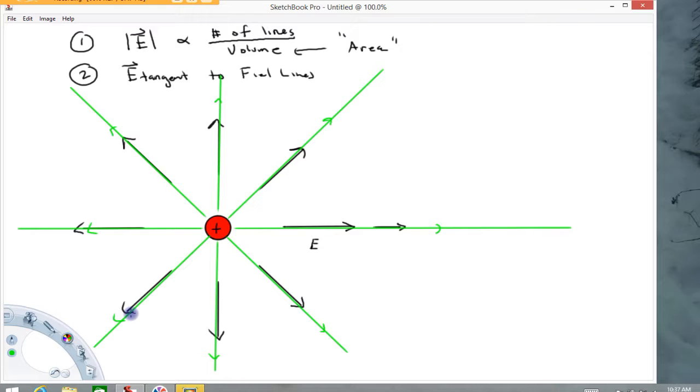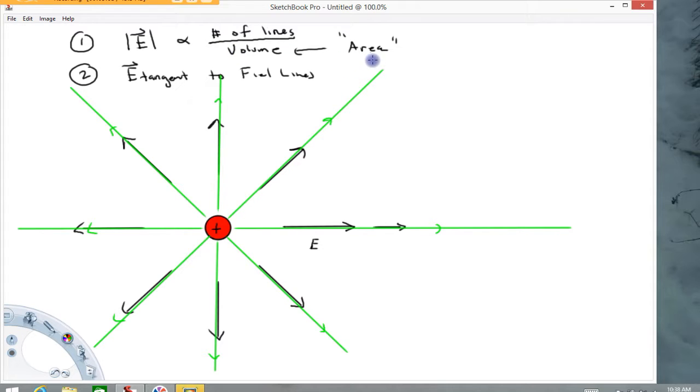Now, let's talk about how these rules apply to these lines. You notice that if I draw a little area there, there's 1, 2, 3 lines there. But if I come out further and draw the same area, now only one line goes through it. So in the picture, because the lines are tighter spaced here, it means the electric field's quite a bit stronger than out here. That's roughly what this rule means. The electric field is directly proportional to the number of lines per unit volume.